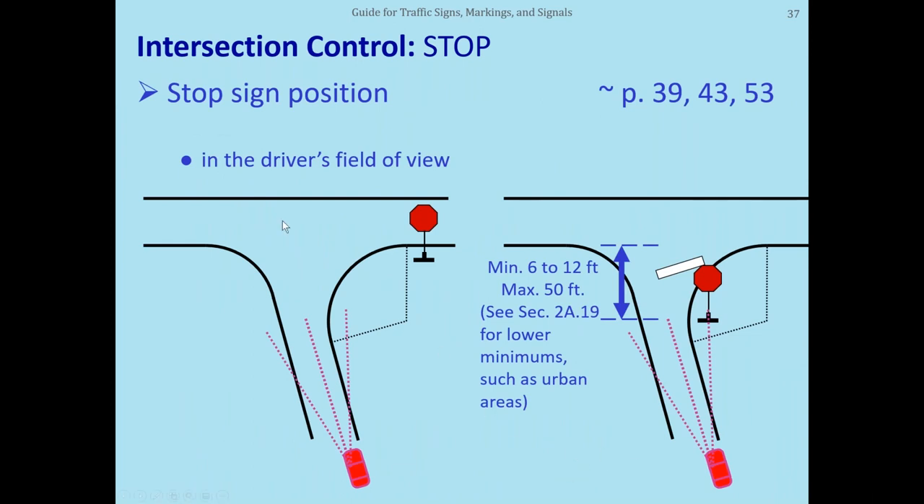I've already stressed this point about signs being in the driver's field of view, and it certainly applies to stop signs too. And this can be problematic in some skewed, especially skewed angle locations or other types of situations, can be challenging to get the stop sign within the main core of the driver's field of view.